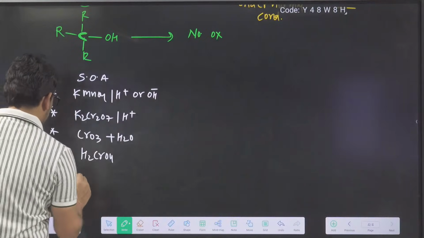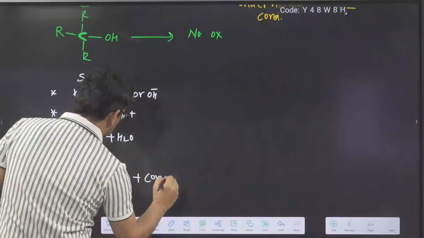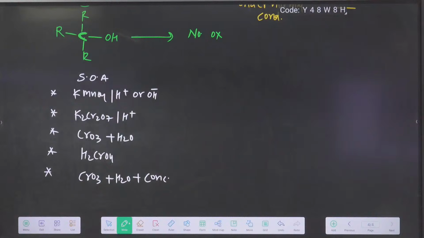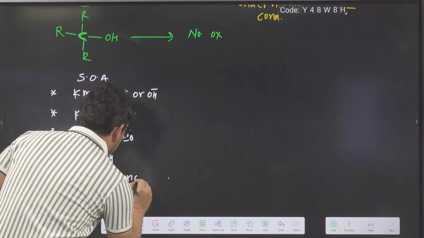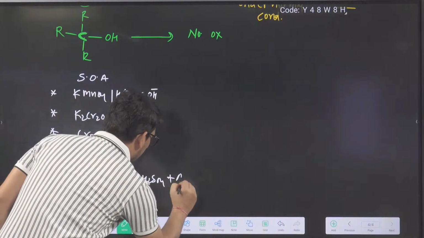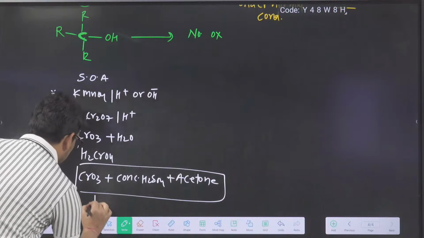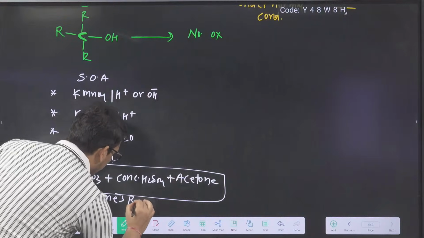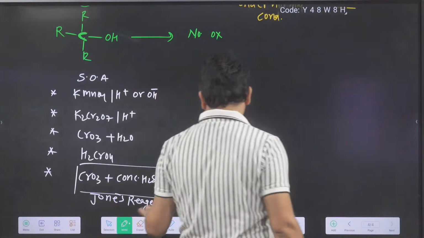And lastly CrO3 plus H2O plus concentrated H2SO4. Better I write it like this: CrO3 plus concentrated H2SO4 plus acetone, which is named Jones reagent. Which reagent is it named? Jones reagent.